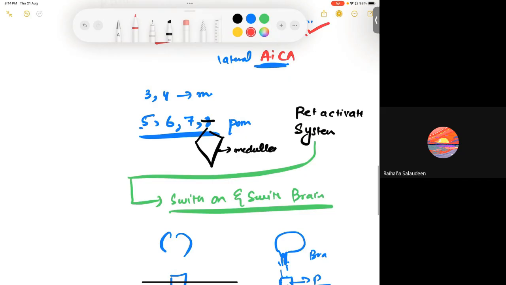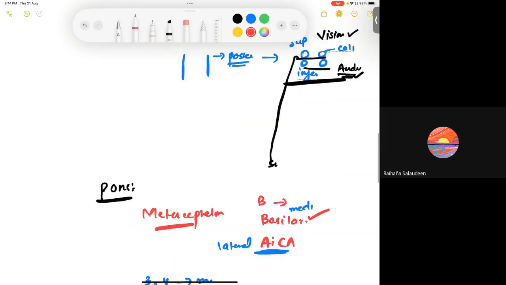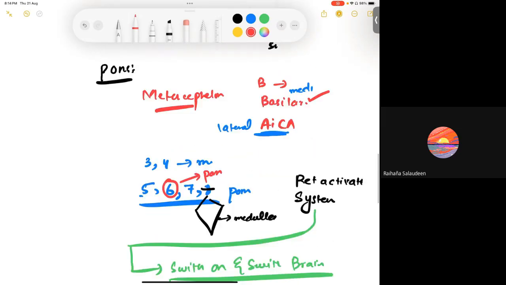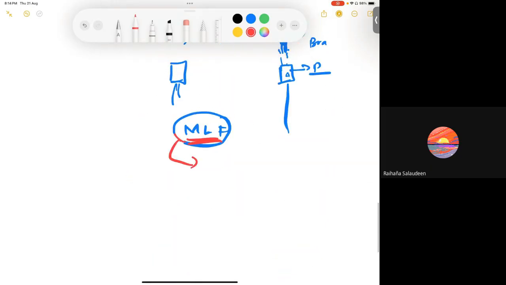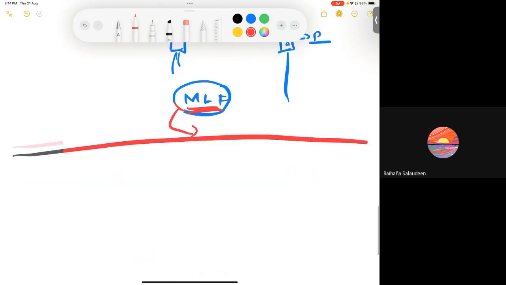Why? Because the sixth cranial nerve is present within the pons, right? And the third cranial nerve is present within the midbrain. So you can see that this medial longitudinal fasciculus is going to extend up through the pons and the midbrain in order to have proper connection between the third and sixth cranial nerves, right? So the medial longitudinal fasciculus is also going to be present within the pons as well, right? So it was all about the pons.